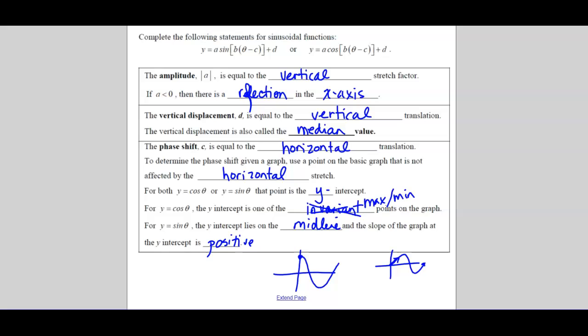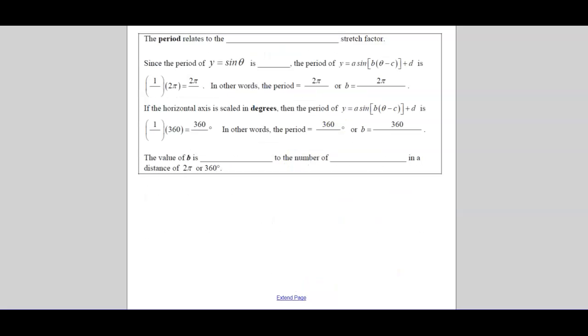Okay, then some information about the period and the B value. So period relates to the horizontal stretch. Okay, so your base graph, the period is 2 pi, or 360 if we're dealing with degrees.